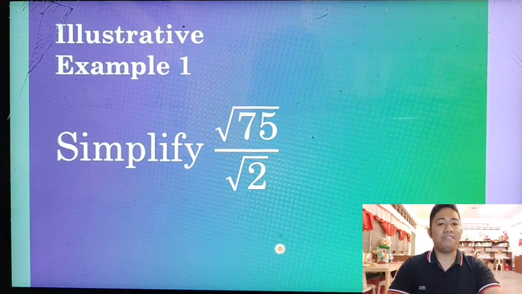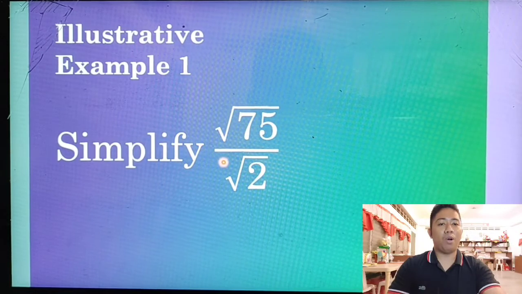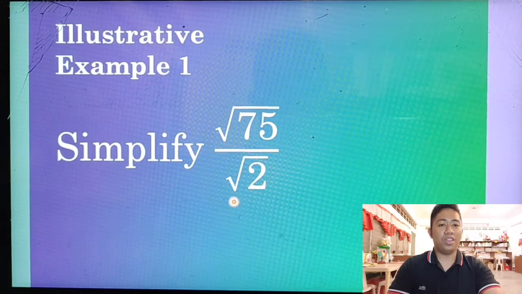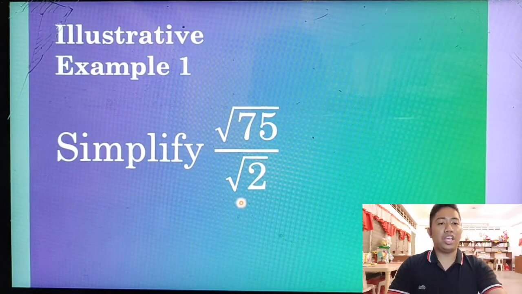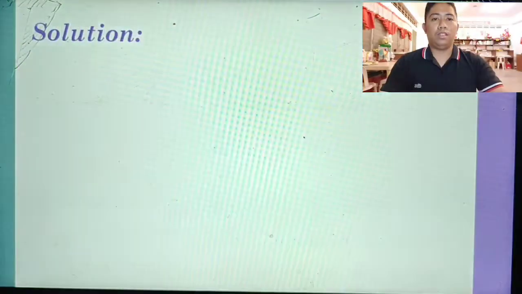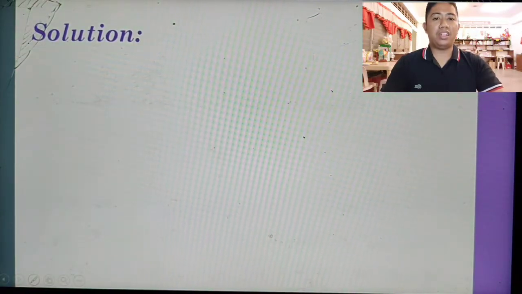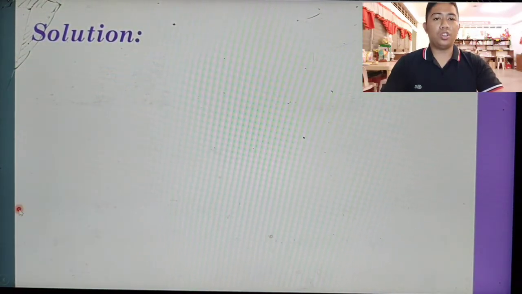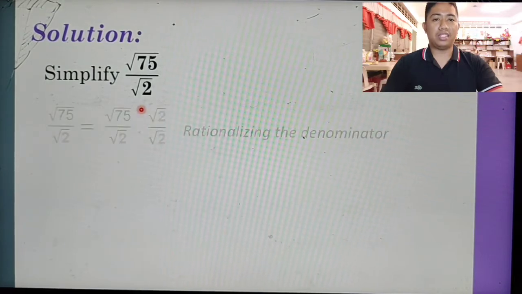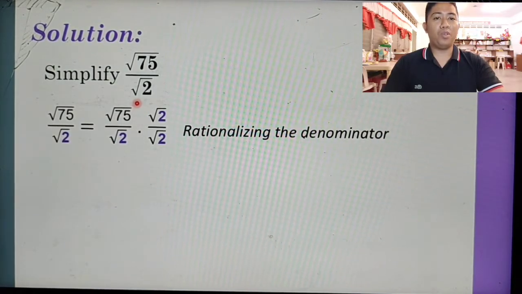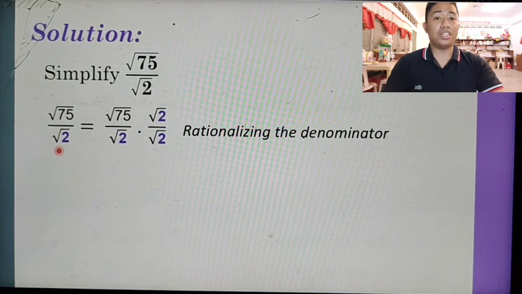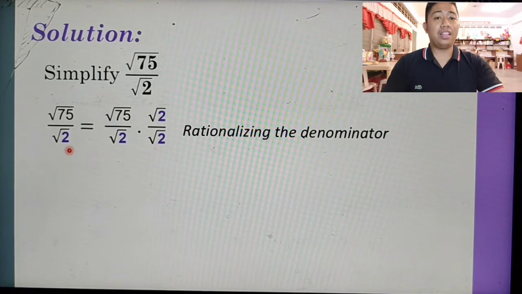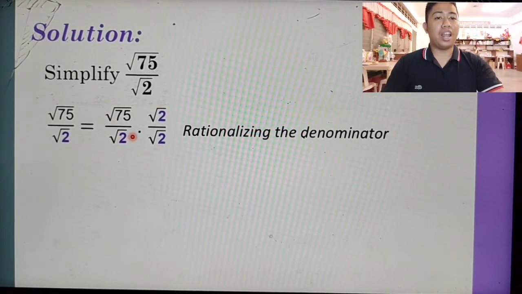So how will you simplify the square root of 75 all over the square root of 2? So to simplify this kind of radical expression, here is our solution. So first things first, what we're going to do is to focus on the given denominator. So the denominator is the square root of 2. Okay, the next thing to do is to rationalize the denominator. So we all know that square root of 2 is the denominator.